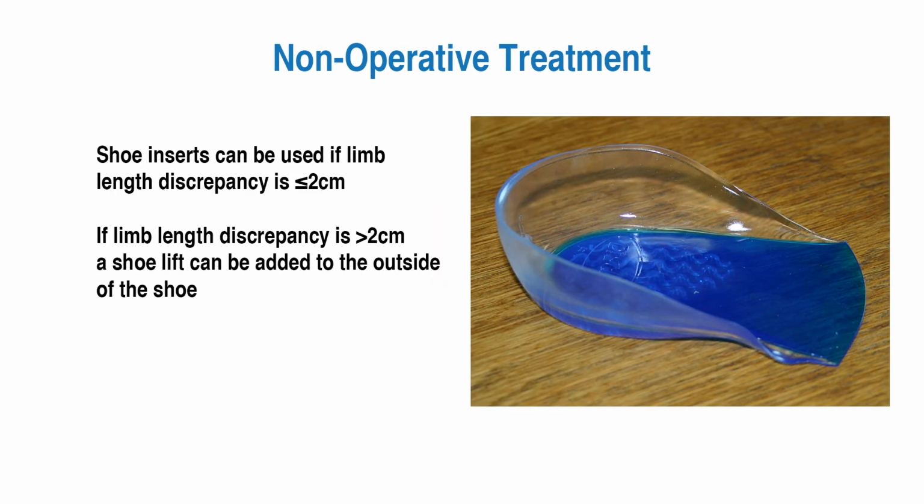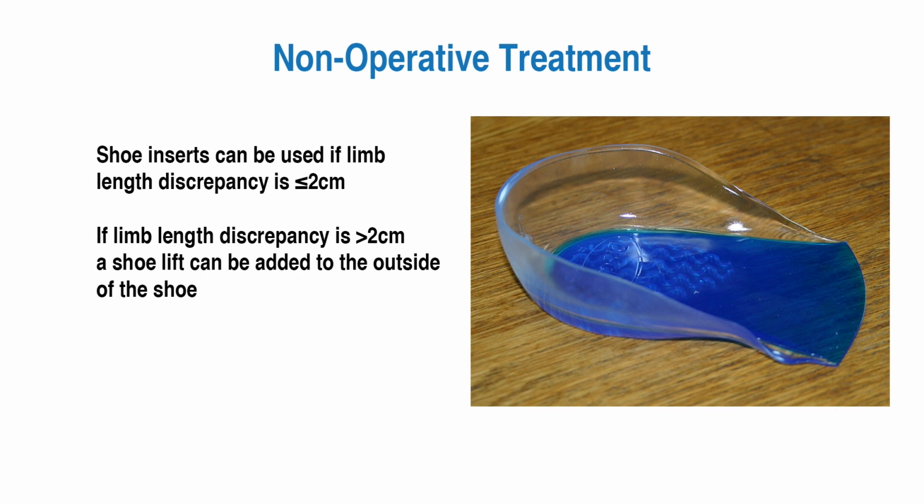Leg length discrepancies can be managed through non-surgical and surgical options. Typically, non-surgical options are pursued for leg length discrepancies that are less than 2 centimeters. Generally, these differences are well tolerated, and if they are clinically noticeable or clinically relevant to a patient, then a shoe lift may be placed inside of the shoe as long as the difference is less than 2 centimeters.